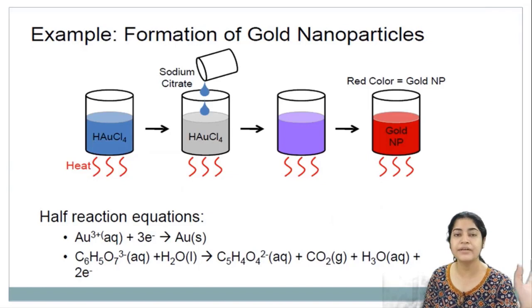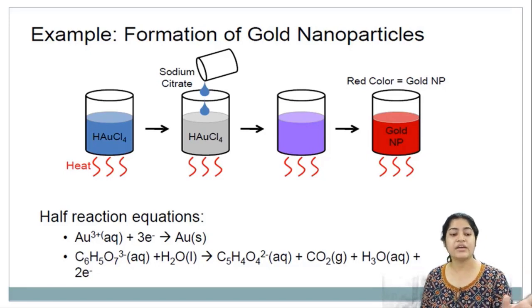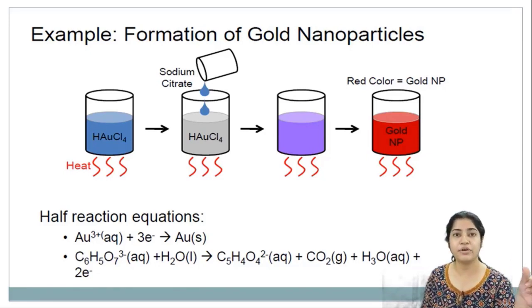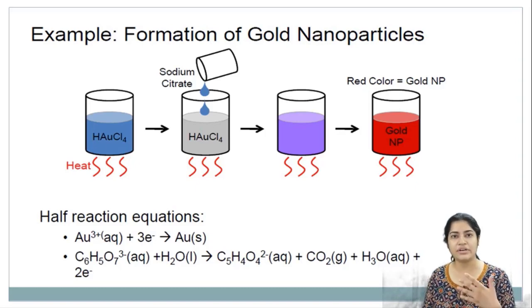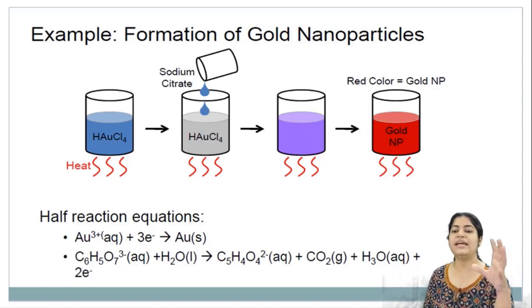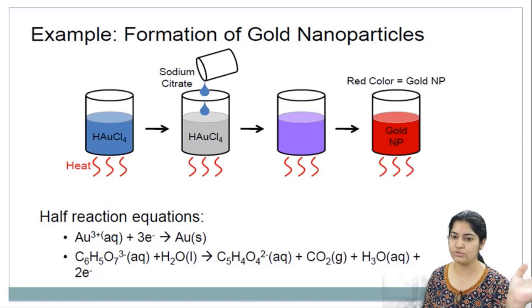So you can see here what you are doing. Initially you are taking the salt of gold, then you are heating it. Heating means the important parameter here is temperature. Then you're adding sodium citrate. After that the reaction is occurring. So finally at the end you get your red color solution. It means gold nanoparticles have been formed.